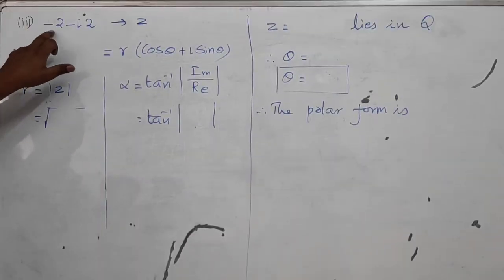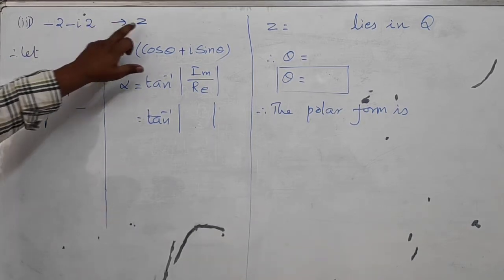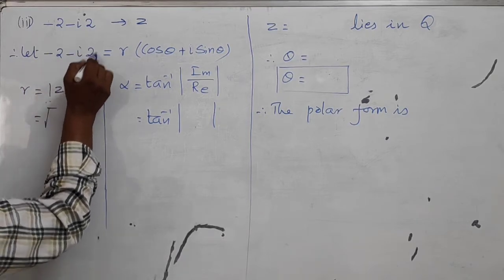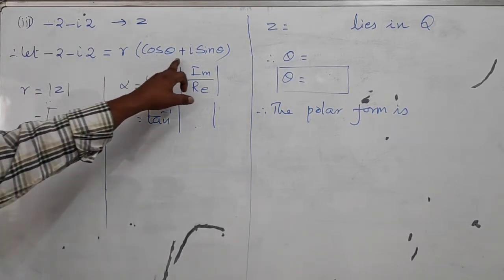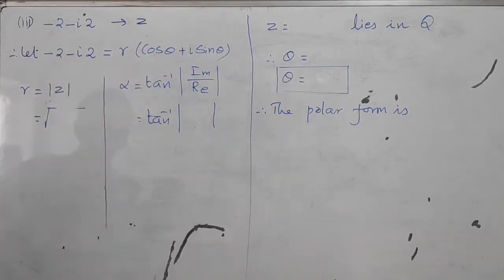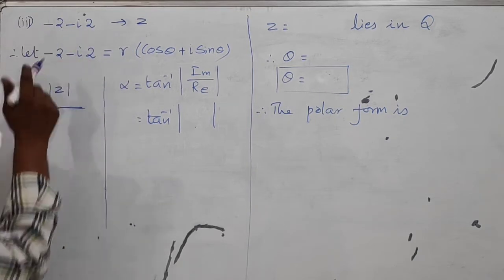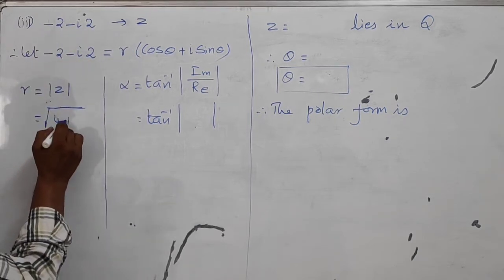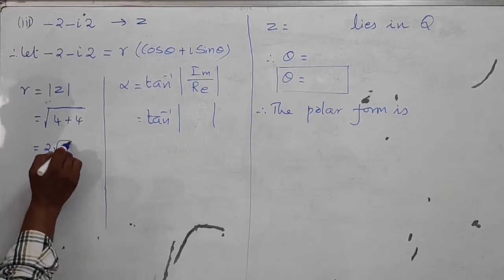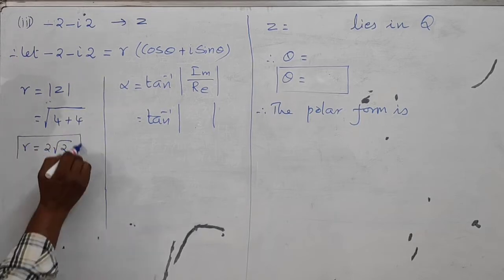Solution. You have to convert minus 2 minus i2 into polar form. Therefore we can consider this as z. Now this complex number minus 2 minus i2 is equal to R into cos theta plus i sin theta. Again, like the previous problems, you need to find the R value and the theta value. Now R equals modulus z, that is root of real part squared, minus 2 squared is 4, plus imaginary part squared, minus 2 squared is also 4, which is 2 root 2. So the R value is 2 root 2.